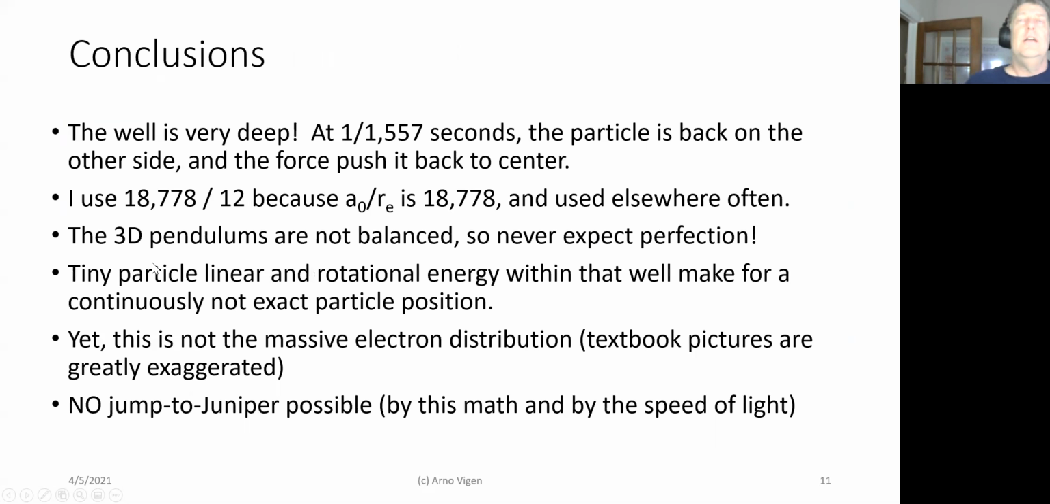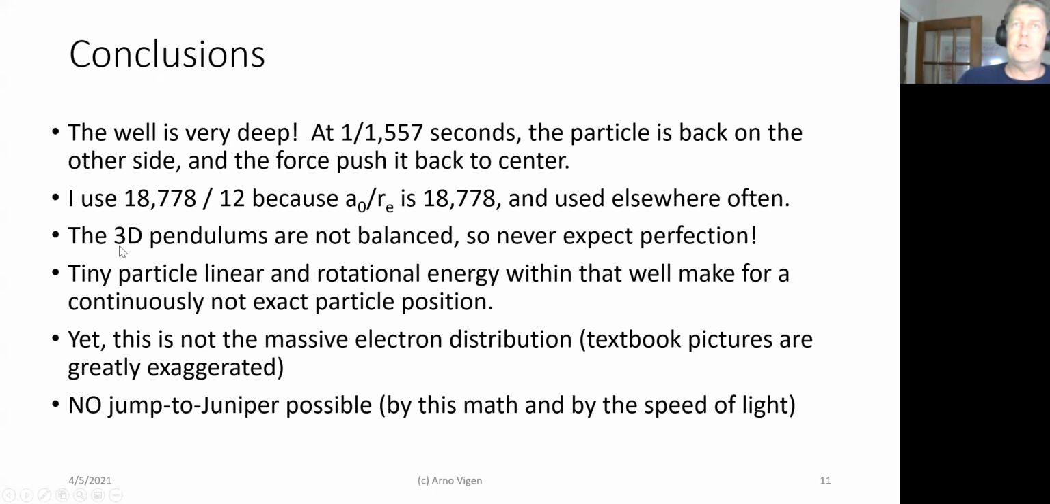So these wells are very, very deep. And in 1,500 seconds, you would be so far on the other side that it's just not even worth thinking about. These things attenuate, and the time is a nanosecond of a nanosecond for it to go to the other side and then push all the way back, okay? But you will see this 18,778, or the square root of it, the 137, all the time. But you understand it's the ratio of two distances.